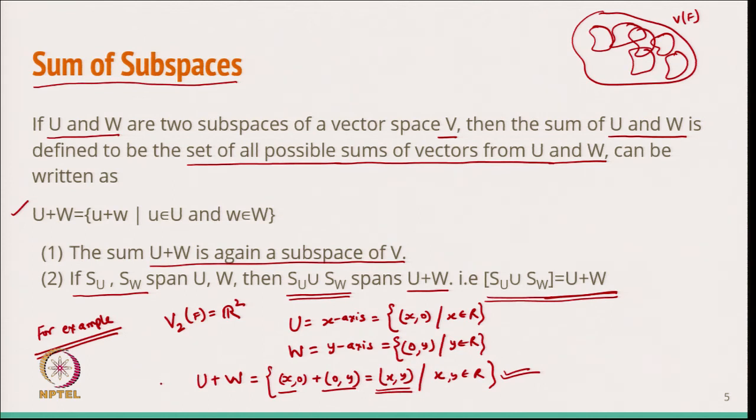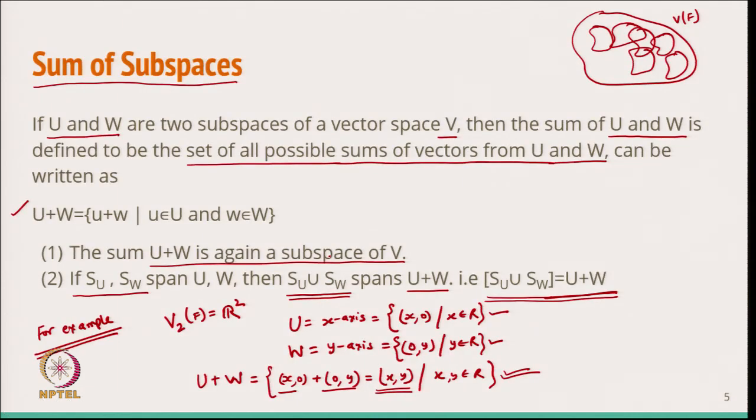And the second one is that if I take the spanning set of U and the spanning set of W, then their union I can take as a spanning set of U plus W. This one we just want to check. So, let us do this one. Now, the first property I want to prove, the first one, is that the sum is again a subspace of V. So, this one I want to show.